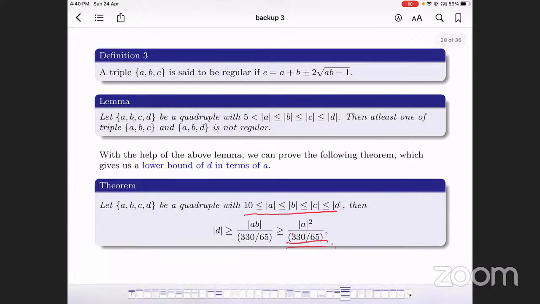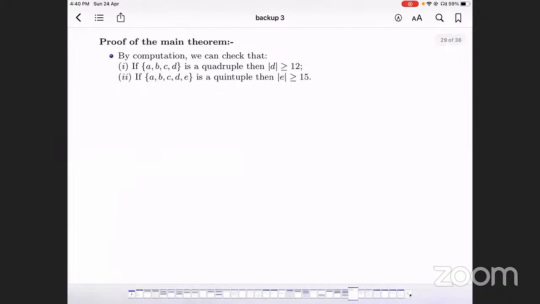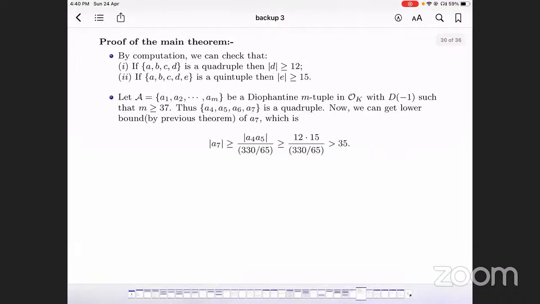Now let us start the proof of our main theorem. Via computation, one can check that if we have a quadruple, then the absolute value of d is greater than or equal to 12, and for a quintuple, the absolute value of d is greater than or equal to 15.